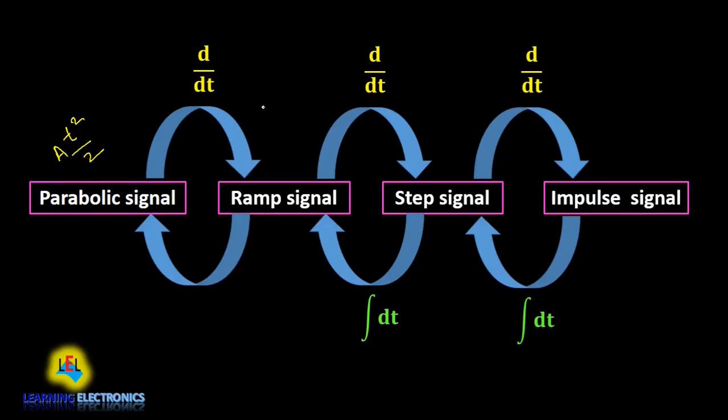So if we differentiate it, what we get? We get At. That means it is a ramp signal. Then when we differentiate it with respect to t, we get A, which is a step signal. In this way, when we differentiate this signal, we get impulse signal. So this is the relation between these standard test signals.